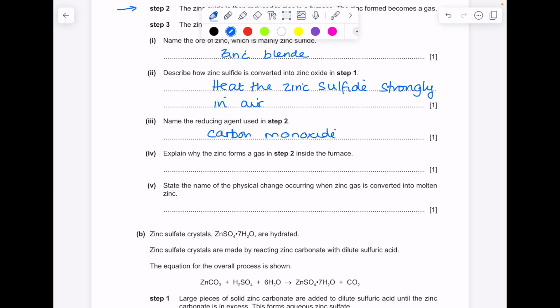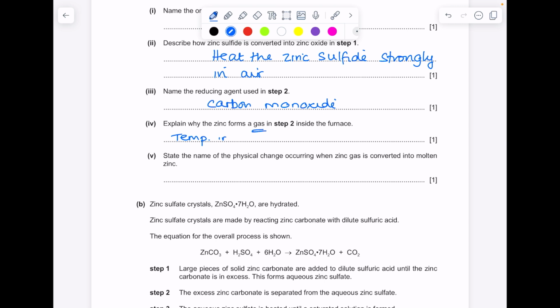Explain why the zinc forms as a gas in step 2 inside the furnace. What must we infer from that? It's that the temperature at which that zinc forms is higher than its boiling point. So temperature in furnace is higher than zinc's boiling point.